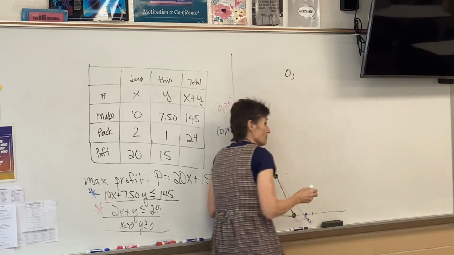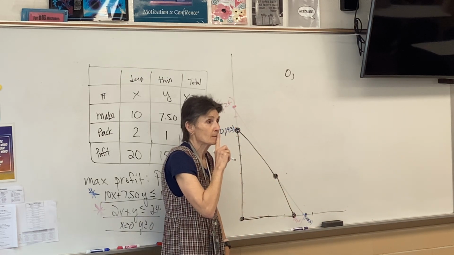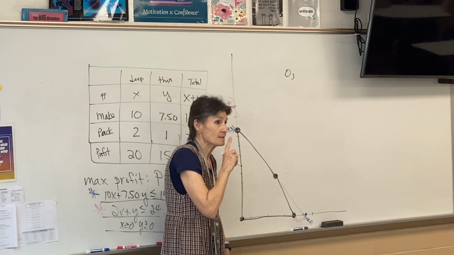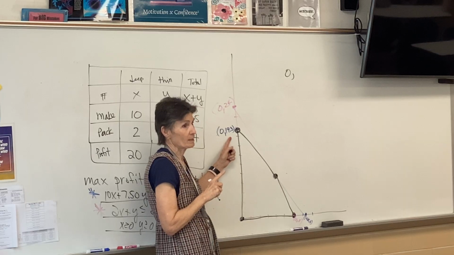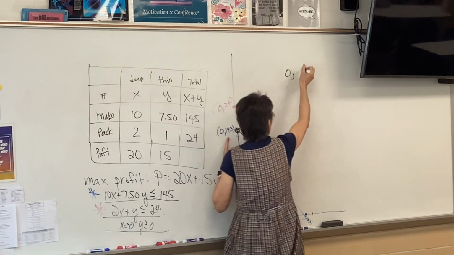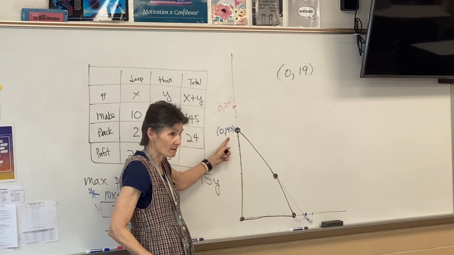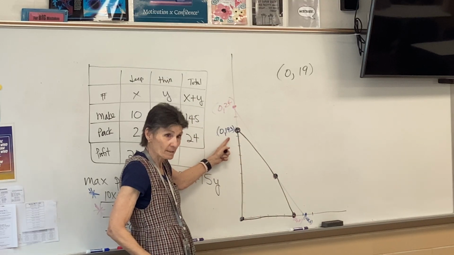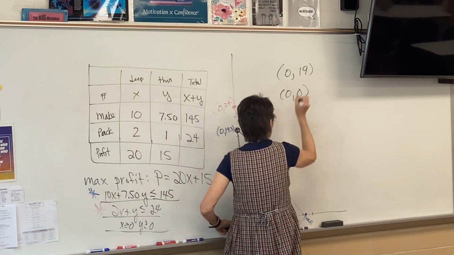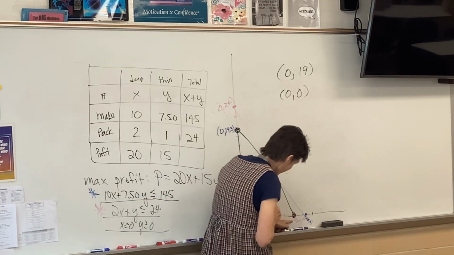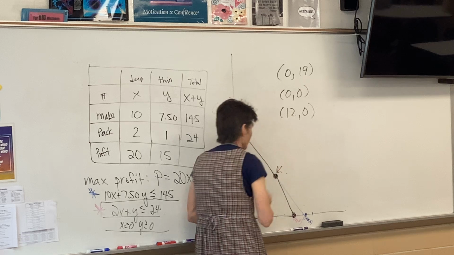Well, what do X and Y stand for? The number of pizzas this place is gonna make. So this point isn't going to be 0, 19.3. This point is gonna have to be 0, 19, because Gino's is not gonna make 0.3 of a pizza. Right, use your common sense. All right, we got 0, 0. We've got 12, 0. And then we've got this guy.